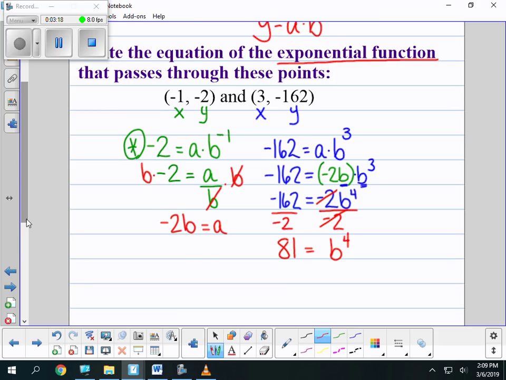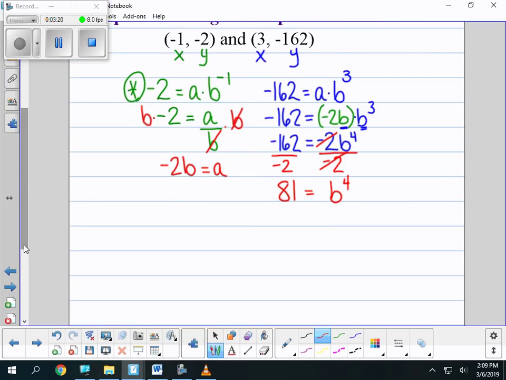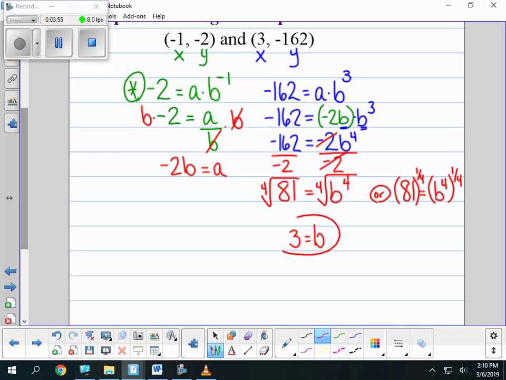Now to get rid of that b to the fourth, I can do two things. I can do it as the fourth root, because the fourth root will undo a b to the fourth. And if I do the fourth root on the right, I have to do the fourth root on the left. Or you can think of it with our new fractional exponents. If I want to get rid of b to the fourth, I would do that to the 1/4, because 4 times 1/4 is 1, which means I would have to do 81 to the 1/4. Either way, you end up with the same answer, which is that b equals 3. Now I know what b is.